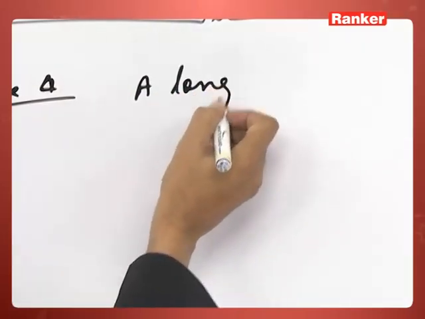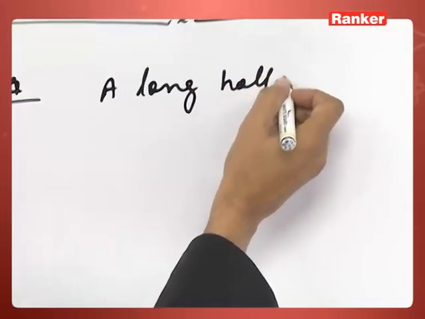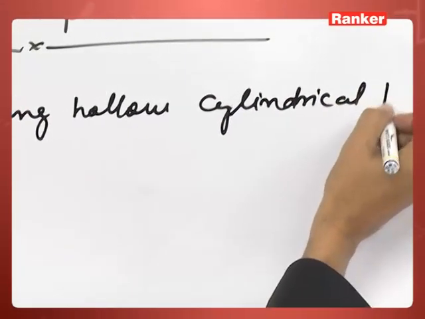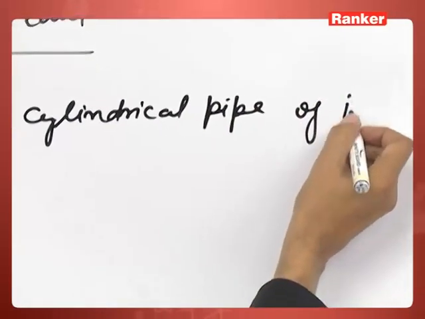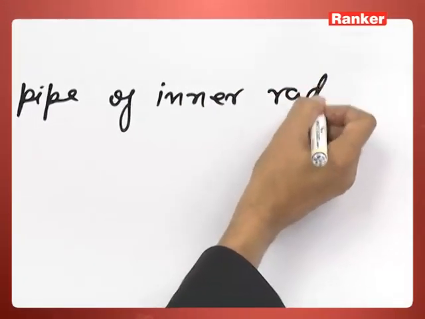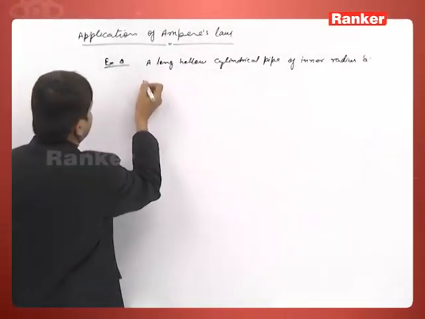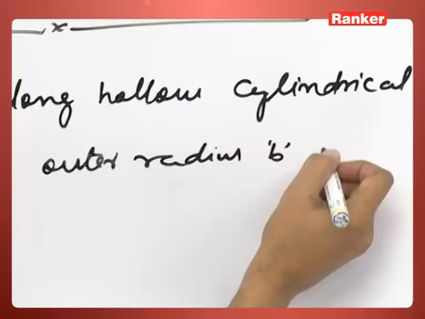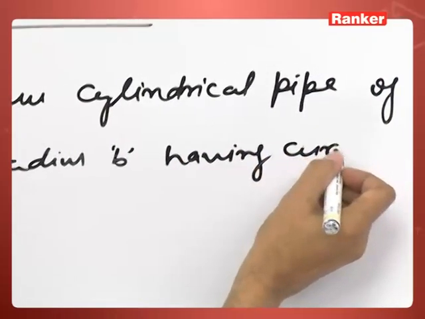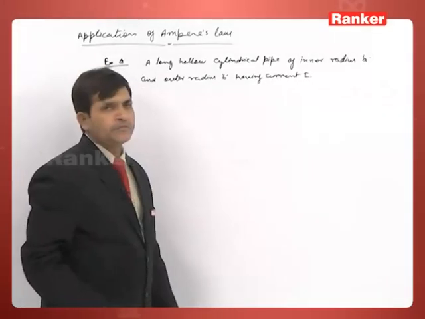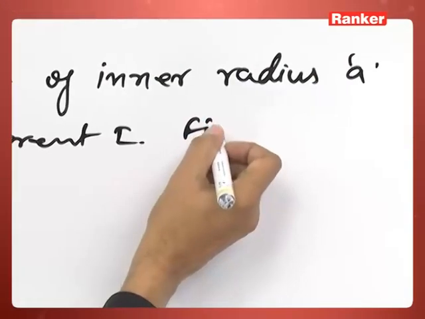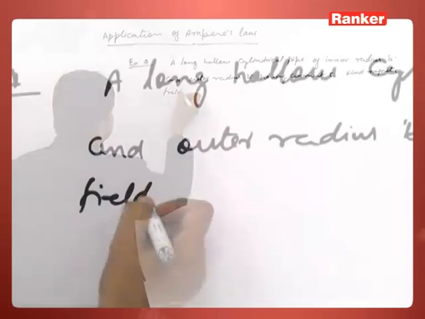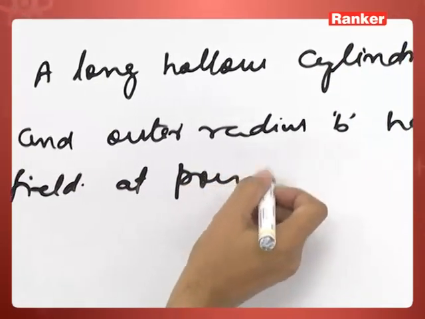Now see another example, or another application. A long hollow cylindrical pipe of inner radius a and outer radius b, having current I. Find the magnetic field at a point at distance r.